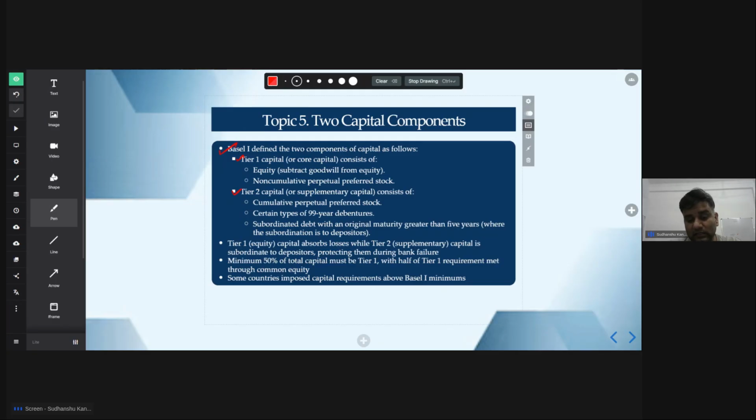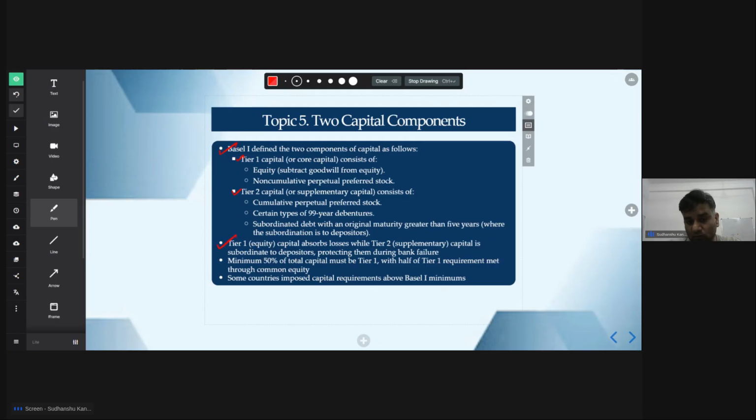Then you need to look at the loss absorption hierarchy. Tier 1 absorbs your losses first, and tier 2 protects your depositors during failure. The hierarchy is central to your capital quality discussions, right? Then we have the composition constraint. A minimum of 50% of total capital must be tier 1, and at least half of tier 1 must be common equity, to ensure sufficient high-quality capital. And then there is some national discretion also.